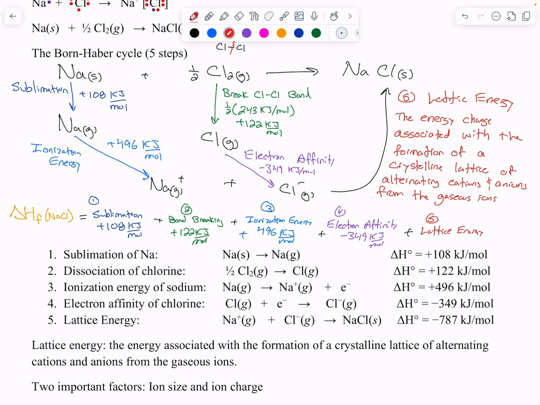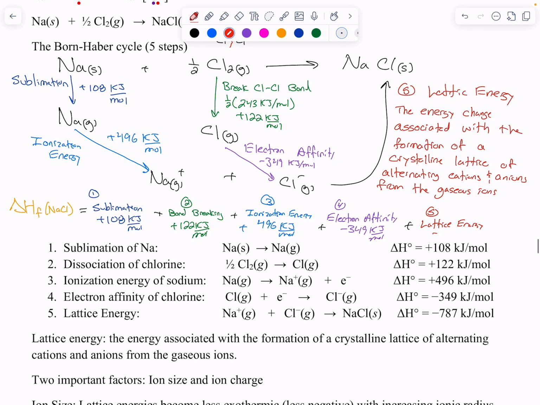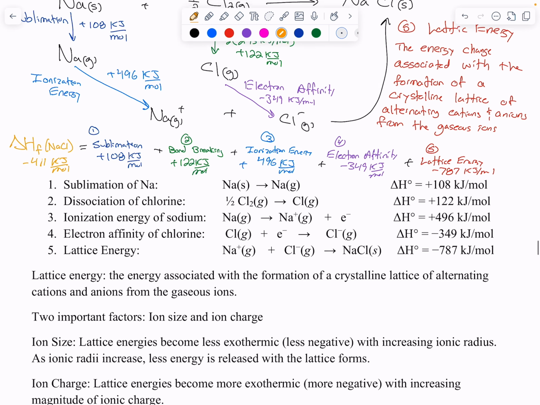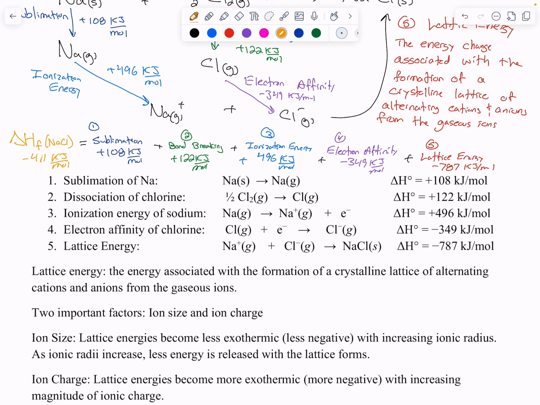In this case, it's negative 787. And so overall, we got negative 411. So all those steps happen, right? How do we calculate? Now this is how humans calculate it. And then, again, it's a very good predictor, so it's really good to do, but that's what we have for our lattice energy and our Born-Haber cycle, and why some of these form and some of these don't form. I already have the lattice energy definition right here.